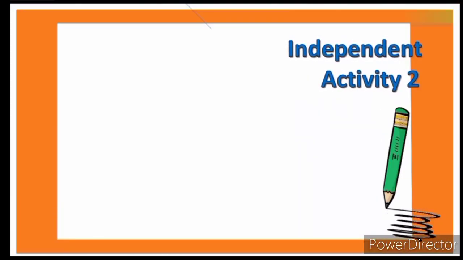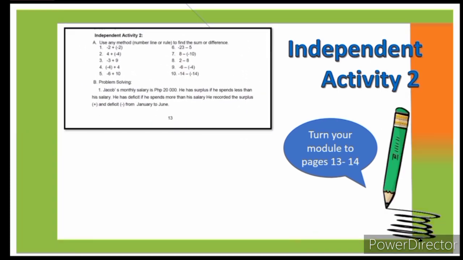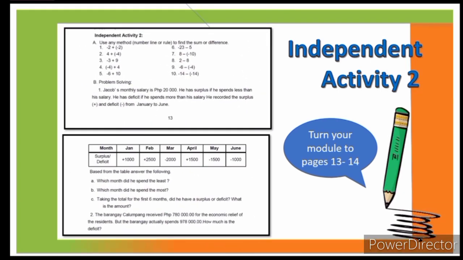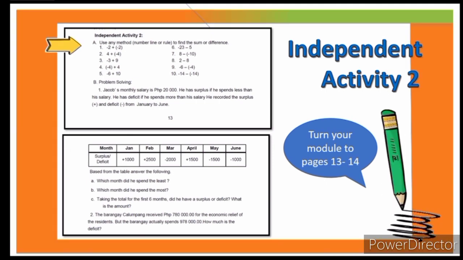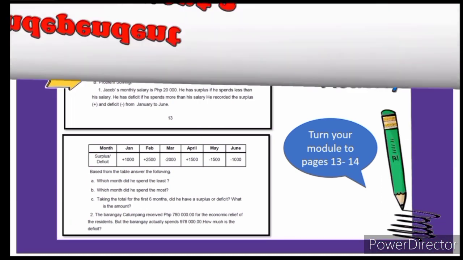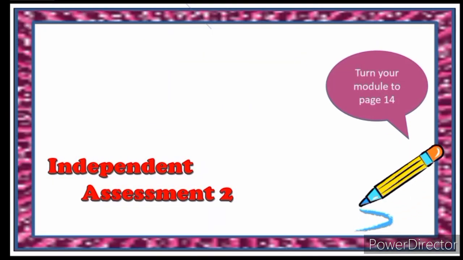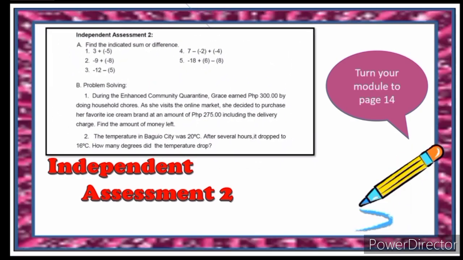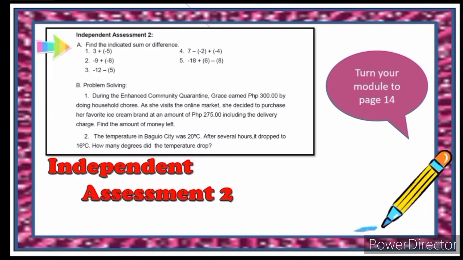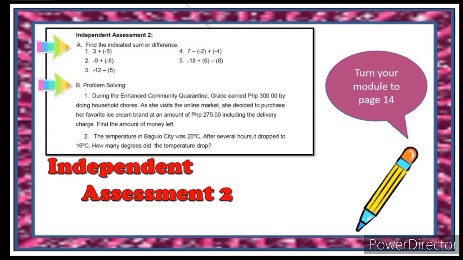Independent activity number 2. Now turn your module to pages 13 and 14. Use any method to find the sum or difference. And for letter B, solve the following problems. Independent assessment number 2. Turn your module to page 14. Find the indicated sum or difference. And for letter B, solve the following problem.